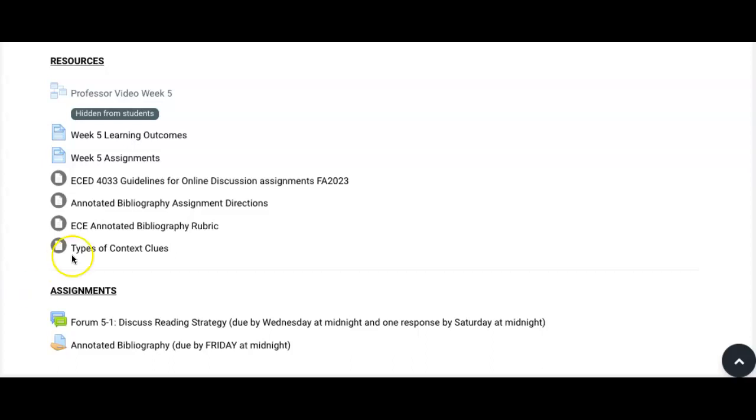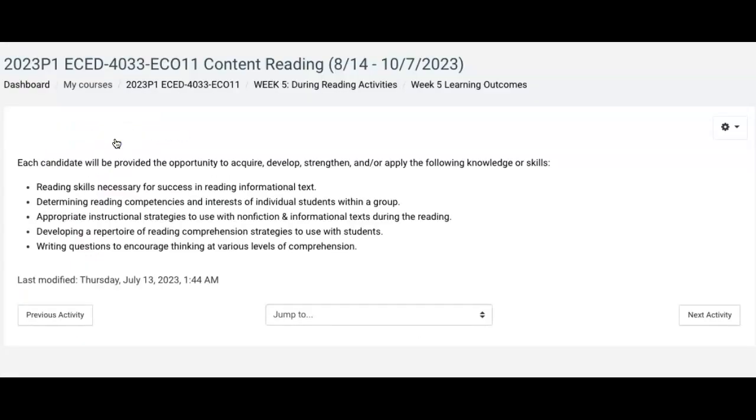On to our learning outcomes for the week. You will be provided the opportunity to acquire, develop, strengthen, and apply the following skills. Reading skills necessary for success in reading informational text. Determining reading competencies and interests of individual students within a group.